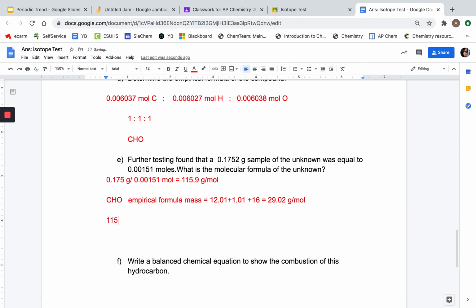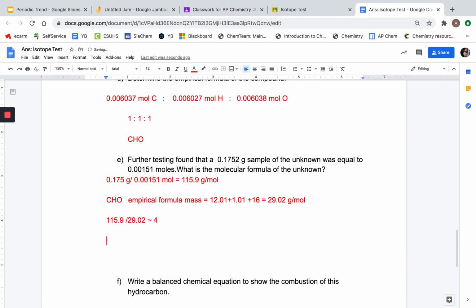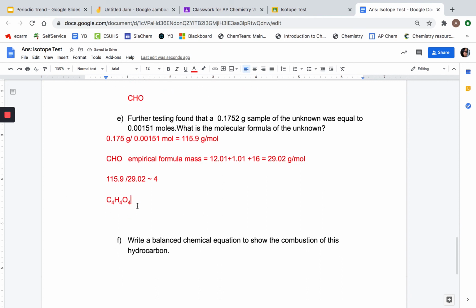So 115.9 divided by 29.02, we get about 3.99. So we're going to say that is approximately 4. So then we get the formula of C4H4O4. Like I said, it's a really odd formula because I might have made a mistake on it, but that's okay. We can still write it. The idea is still the same thing.